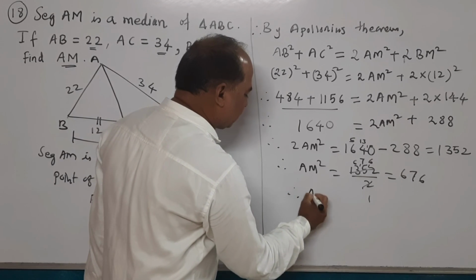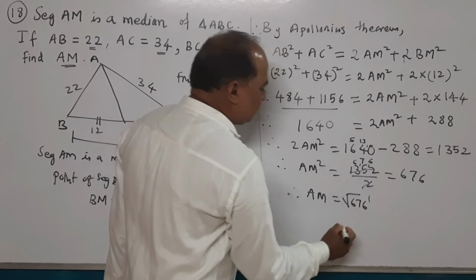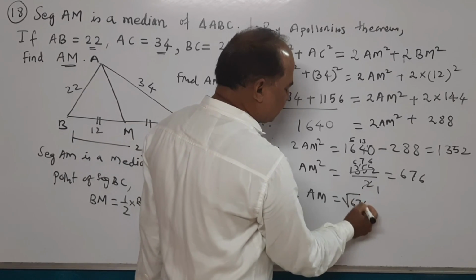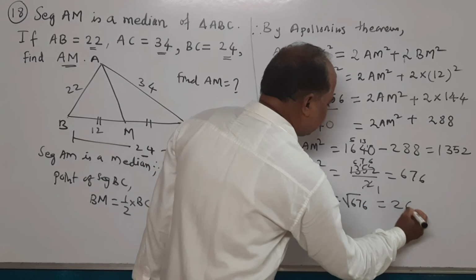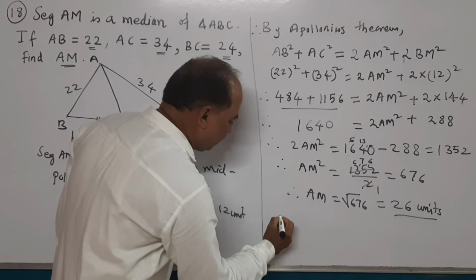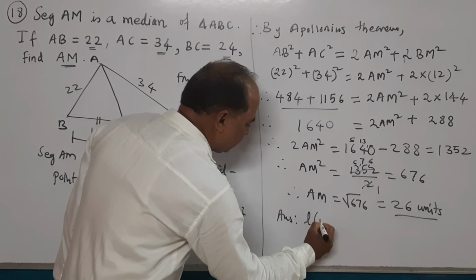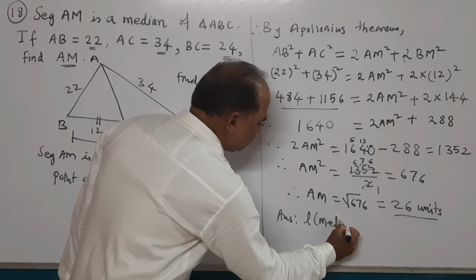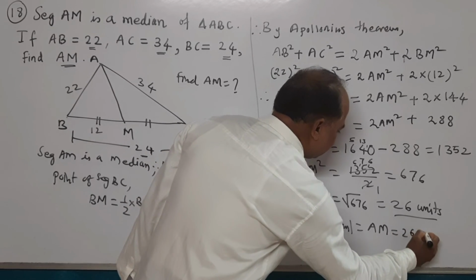So, taking square root of both the sides, AM is equal to square root of 676, which is equal to 26 units. So the length of the median, that is AM, is equal to 26 units.